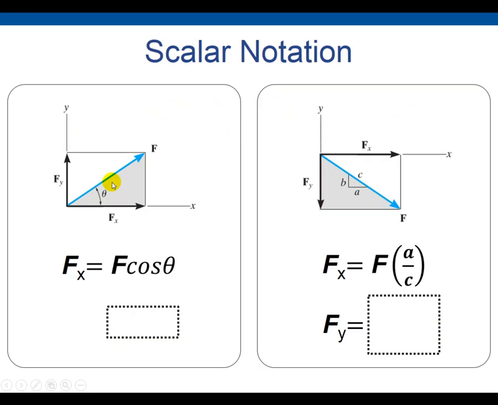So let's look at the scalar notation first. As we learned last class, a scalar has a magnitude, but it does not have a direction. But in scalar notation, we can put a plus or minus sign on the magnitude so that we can assume a direction of the vector.